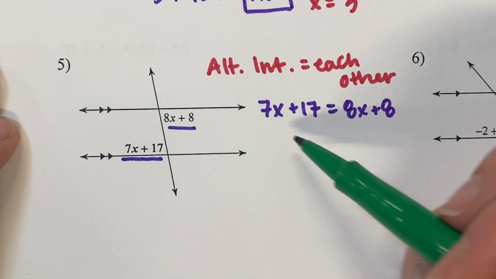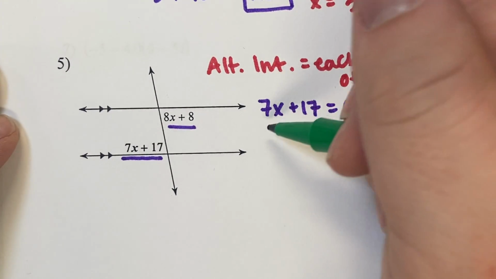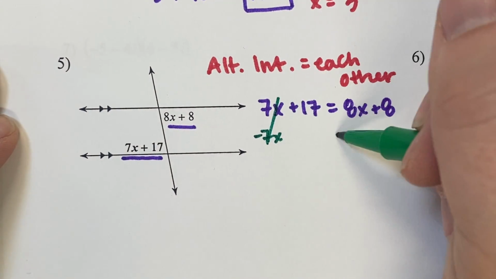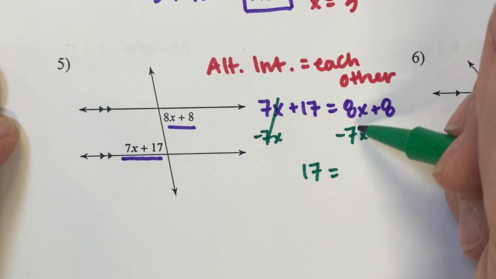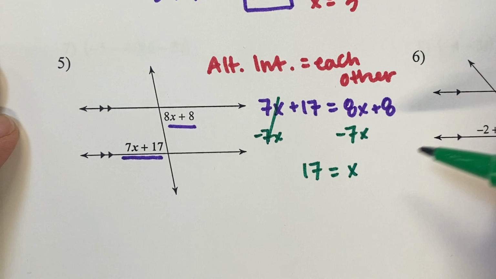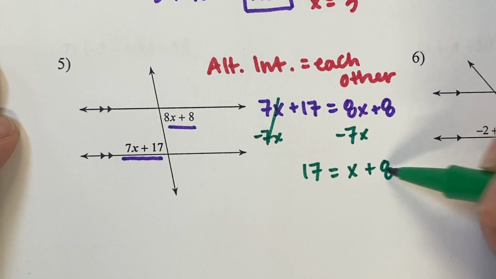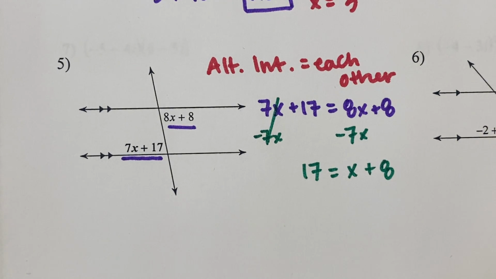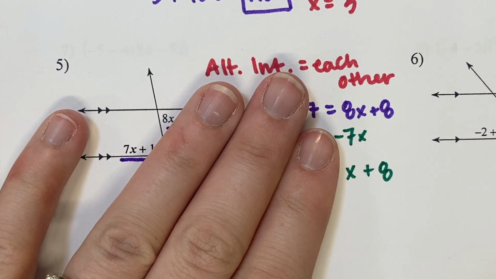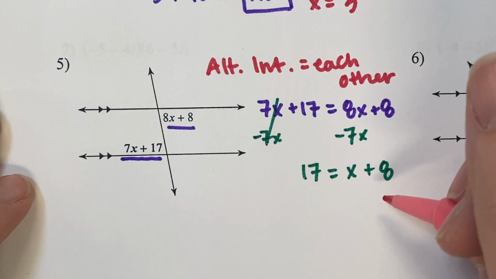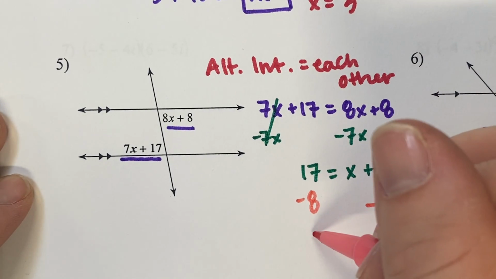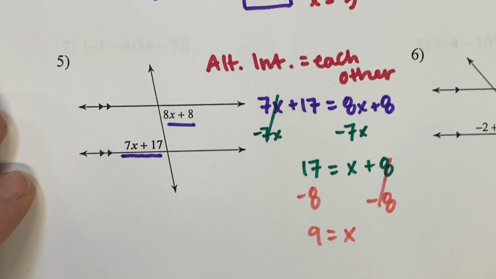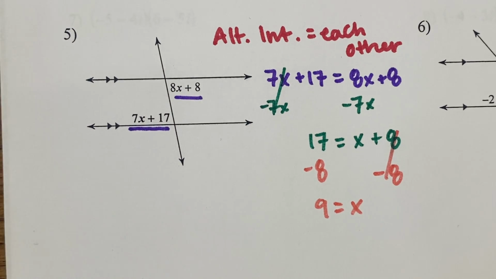Okay, move all your x's to one side. I like moving the smaller one, so we're going to subtract 7x, subtract 7x. 17 equals 8 minus 7, it's just 1x, and plus 8. Okay, only one thing I got to do to get x by itself. Opposite of plus 8, subtract 8. So I get x is equal to 9.